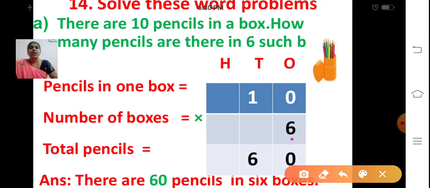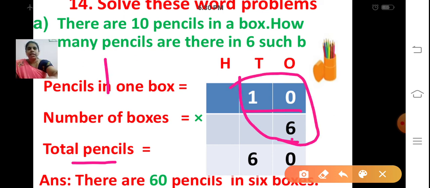So third one, total pencils. How will you find out the total pencils? Here we are going to multiply, as they have given the value for one box, and we are going to find out how many pencils are there in 6 boxes. So we are going to do multiplication. Pencils in one box, that is 10. Number of boxes, 6. So we are going to multiply 10 into 6.